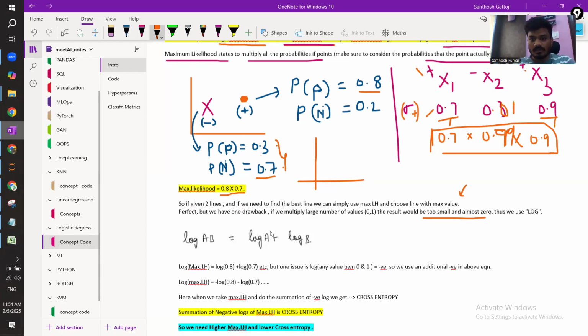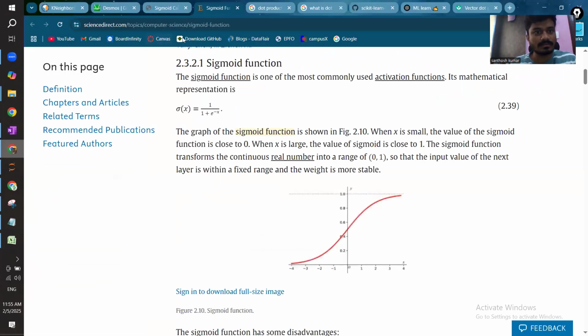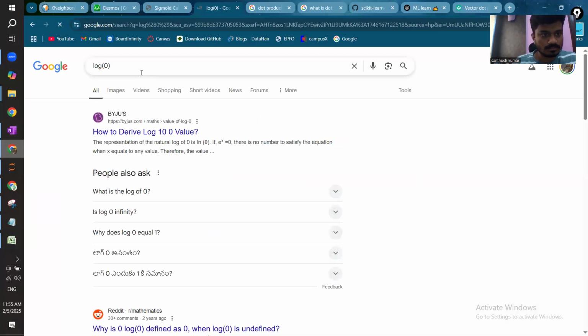To avoid that, we are introducing log. The log rule is: log of AB is log A plus log B. So the log of this maximum likelihood, that means A into B, so log of 0.8 into 0.7 is log of 0.8 plus log of 0.7. But one issue is that the log of any value between 0 and 1 is negative. Let's also see, log of 0.5, log of 0.1.